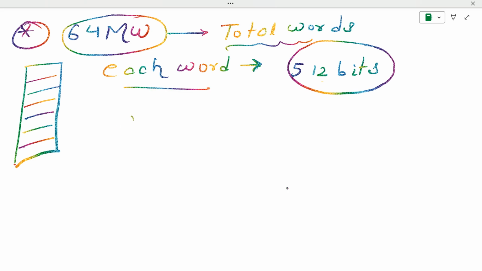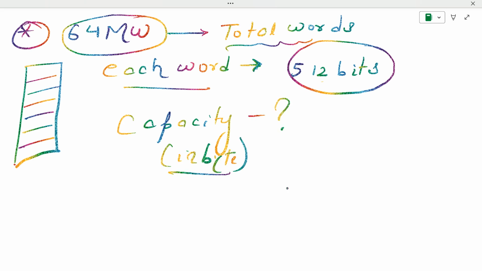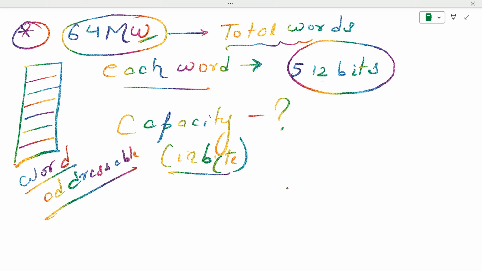Then if someone asks what is the capacity of memory, and also in byte, what is the capacity of memory in byte? If this is the question, first you need to be sure that if we are referring to word, then definitely this memory is word addressable. And when it is a word addressable memory, then this 64 megaword is the number of words we can store in this memory.